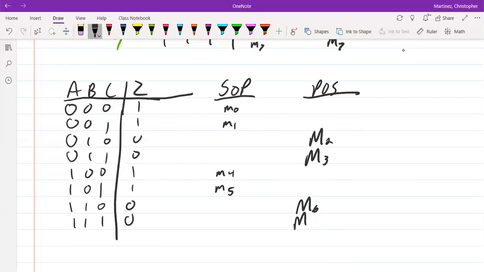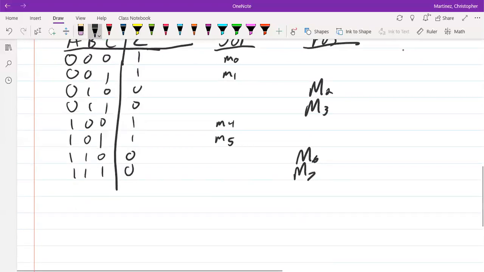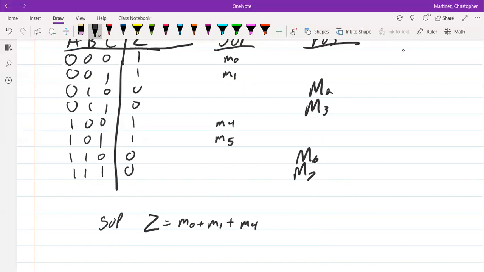So with that, if I want to write this expression out as a sum of products, I can say Z is little m0 plus little m1 plus little m4 plus little m5, because everything's a product and I'm adding them up together. Or I can write it as the sum of little m's, and then in parentheses, I'm going to write just the decimal numbers. So I need minterm 0, 1, 4, and 5.